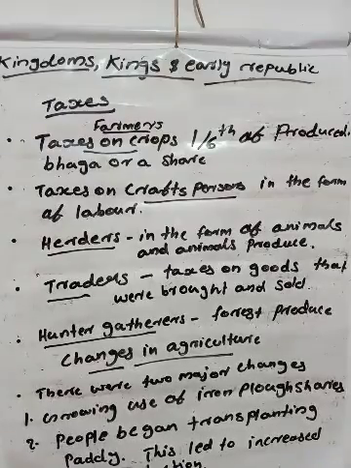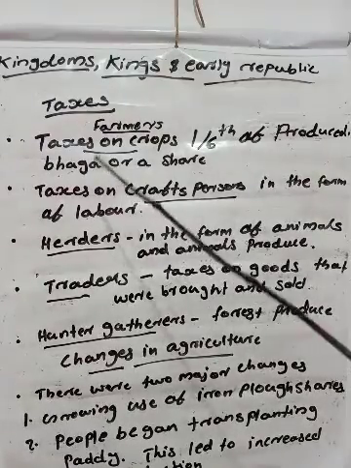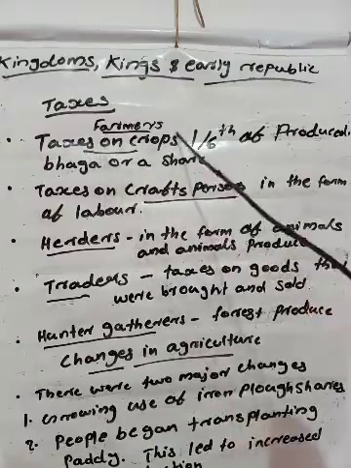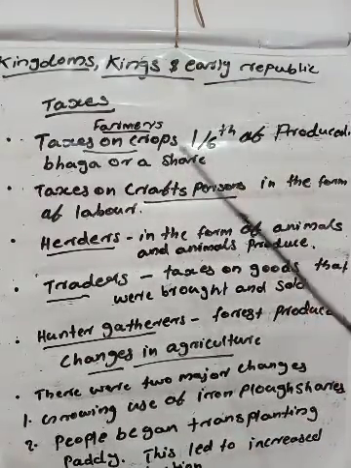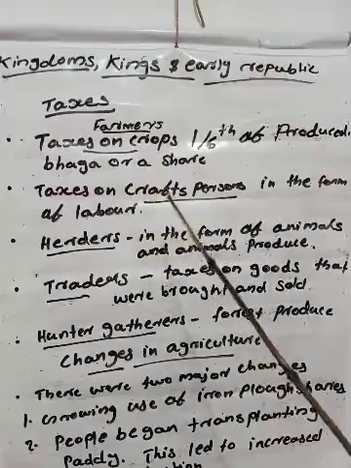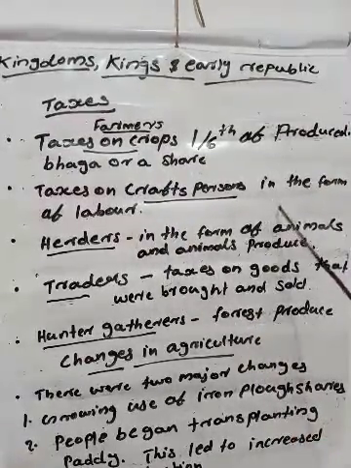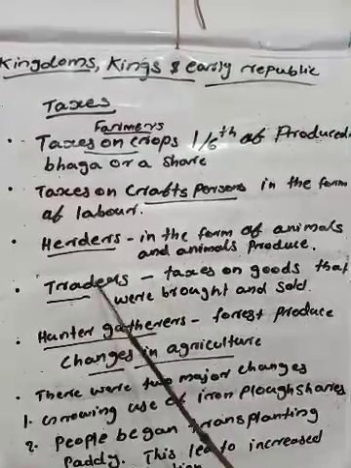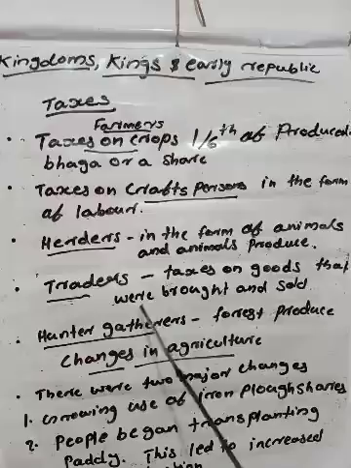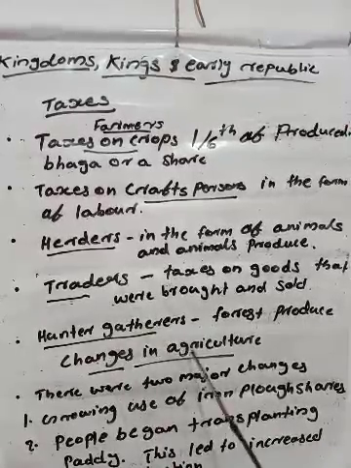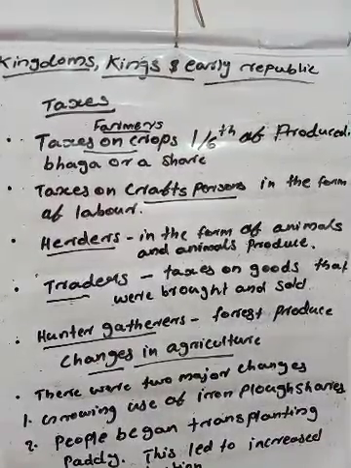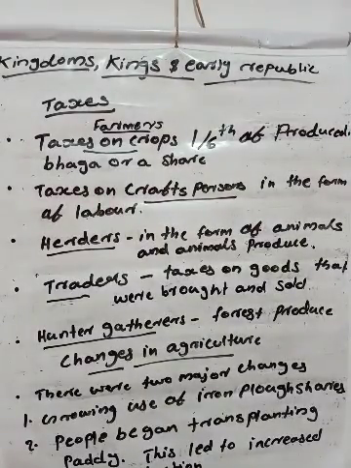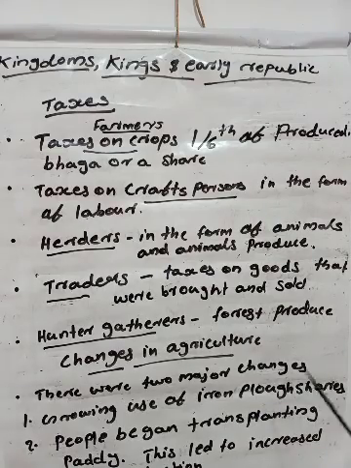So the different taxes imposed by Rajas: taxes on crops, where farmers had to pay 1/6 of the produce, also known as Baga or share. Then taxes on craftspersons in the form of labor, herders in the form of animals and animal produce, traders on the goods that were brought and sold, and hunter-gatherers in forest produce. These are the various taxes imposed by the Mahajanapadas.